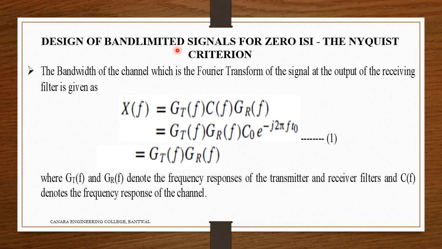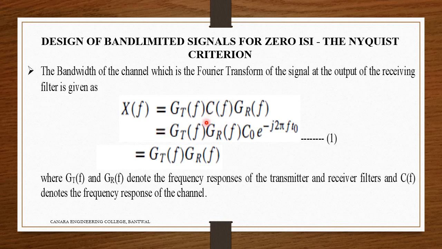The first one: the Fourier transform of the signal at the output of the receiving filter, which we had discussed, is given as X(f) = GT(f) C(f) GR(f). This one is from the transmitter, this one is from the channel, and this one is from the receiving filter. So this is the output we are getting, with the help of the Fourier transform.